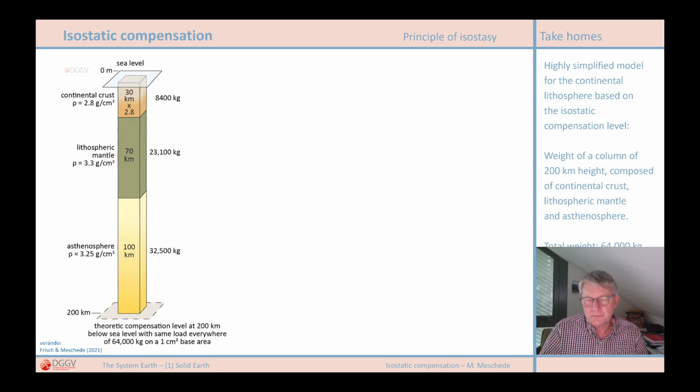And of course, this represents the pressure on the compensation level, namely on this 1 square centimeter. For further consideration, this value, 64,000 kilogram, is the equilibrium value that must be achieved again and again in this model.